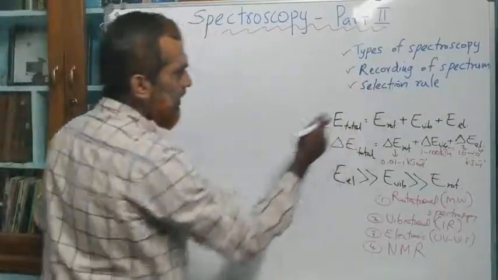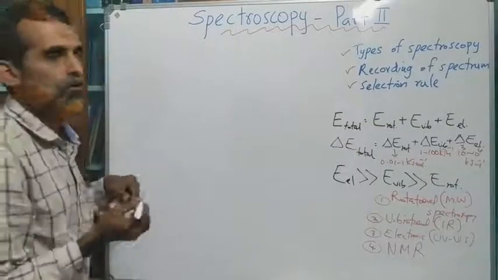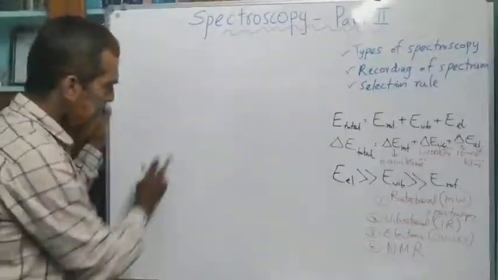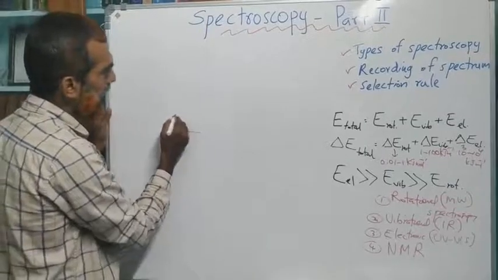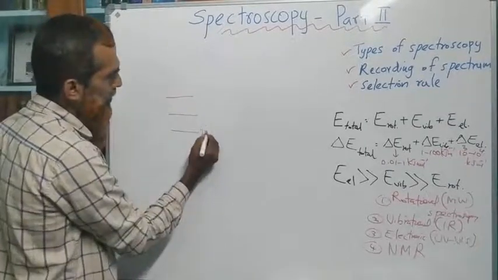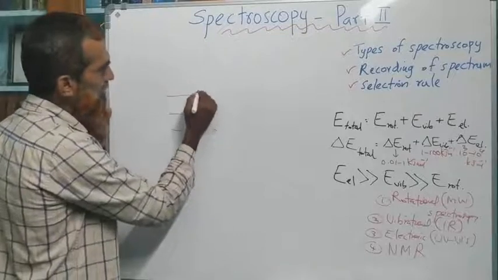Okay, now regarding selection rule, what is meant by selection rule? See, in the diagram we have seen that, for example, in vibrational levels, there are different levels like nu equals 0, 1, 2, 3, etc. Okay.